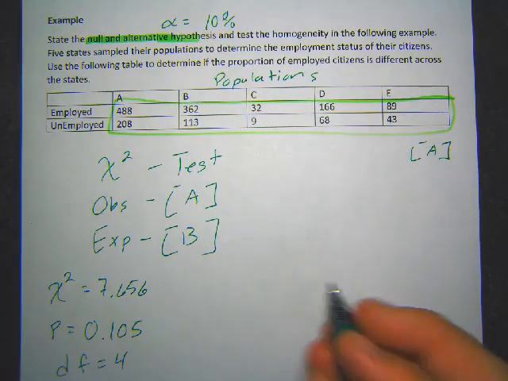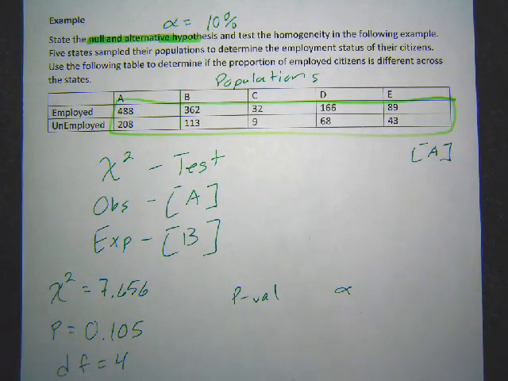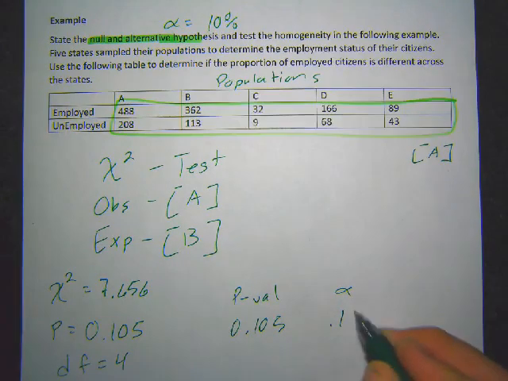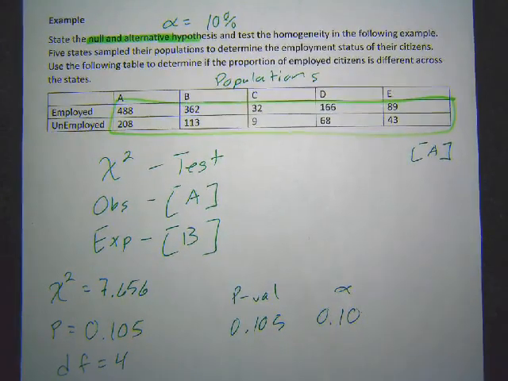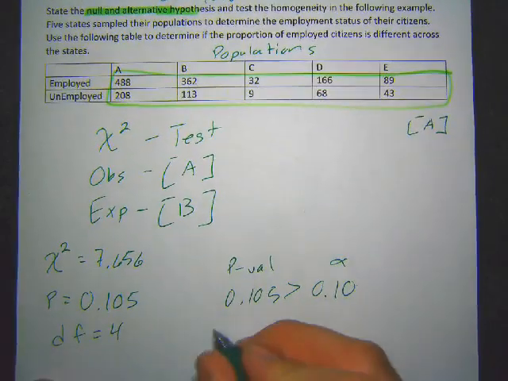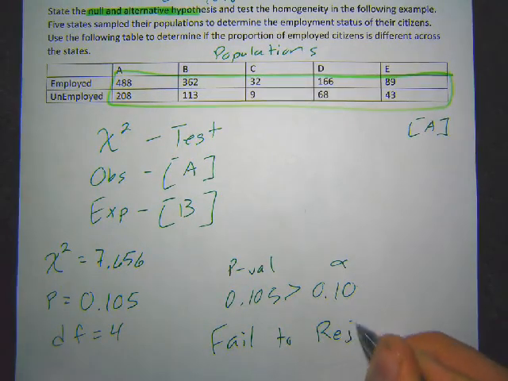But as always, we're going to compare this. We'll compare p-value with significance level. And even at the 10% level, because our p-value is 0.105, that's still bigger than 0.10, than the alpha of 10%. So this is bigger. And again, if the p-value is too big, we fail to reject.